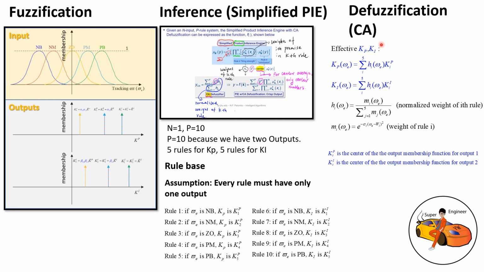For the defuzzification, like what I showed you before, I personally want the effective Kp and Ki to be represented explicitly instead of just giving me Iq as command current. So in this case, this K1p, K1i, in the context of center average defuzzification, they are the centers of the output membership function.